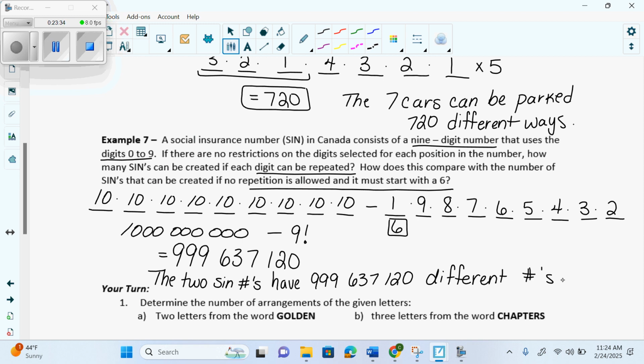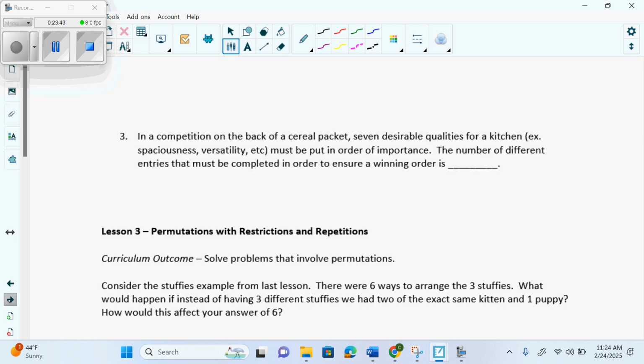Okay, this says what? What do you think you should do? Your turn. So there's 3, I think. 1, 2, 3. Work on those 3.